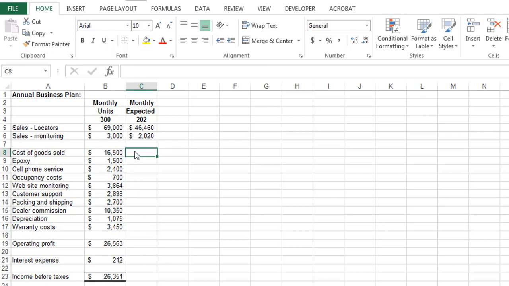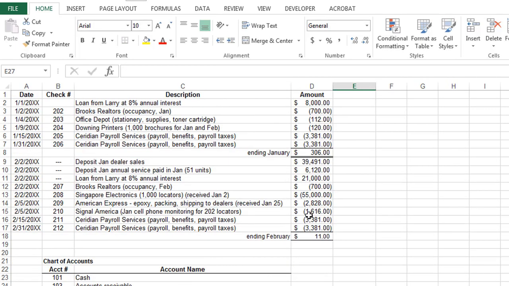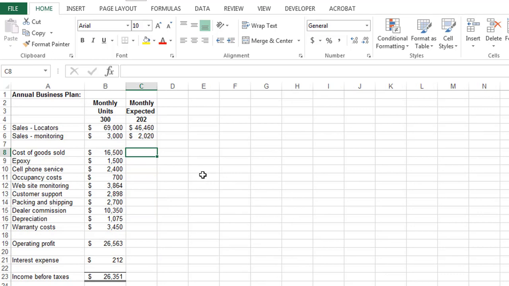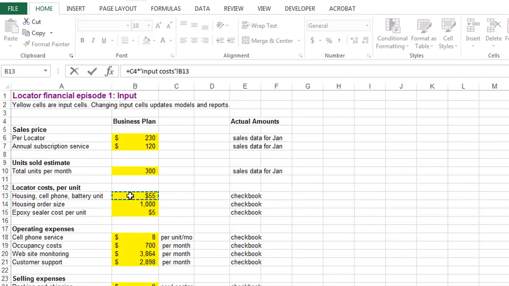So now the cost of 202 units. Let's look at that for a minute. What did they pay? 1,000 cost them 55,000, and the original thought was $55, so they're paying exactly the original budget. That's interesting. Okay, 202 at costing 55 each.